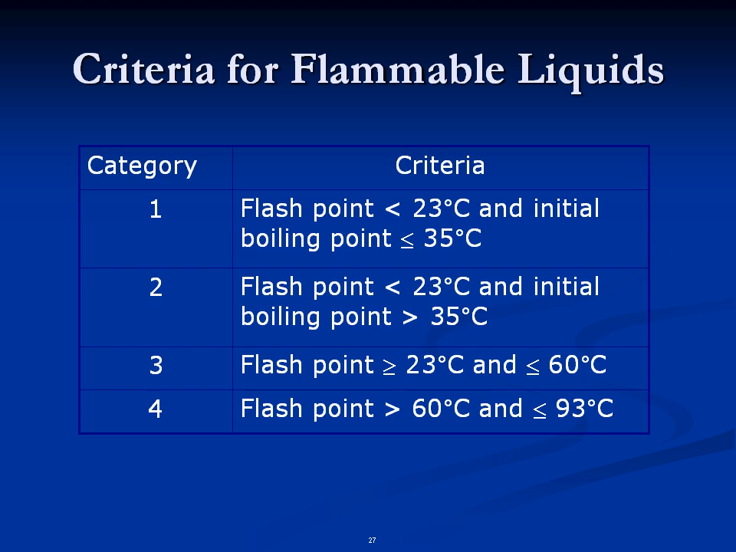And then we also have to know the initial boiling point of your mixture or your substance to do the classification, because the difference between Category 1 and Category 2 is really that the flash point criteria is the same, but the boiling point is different.